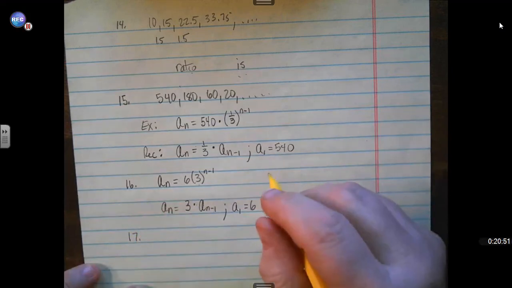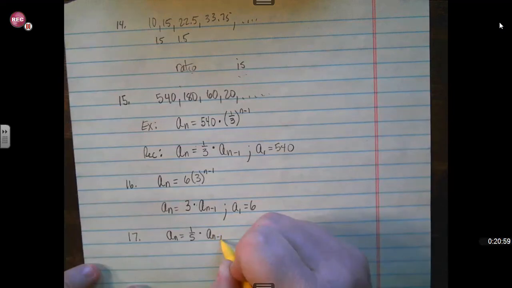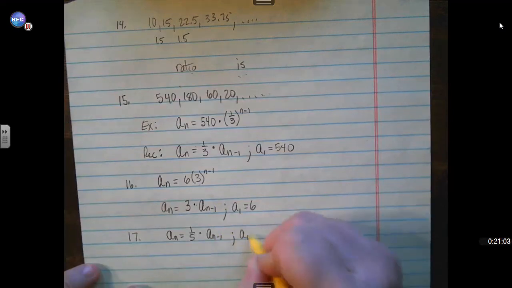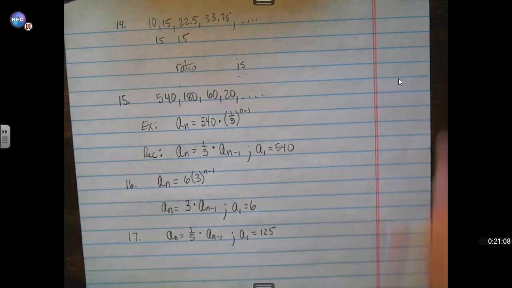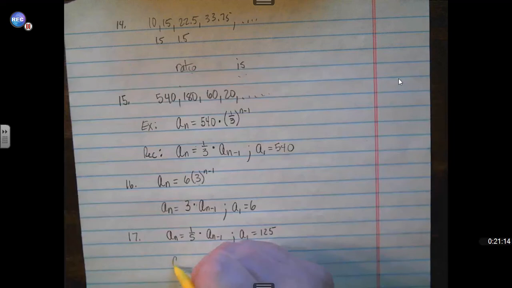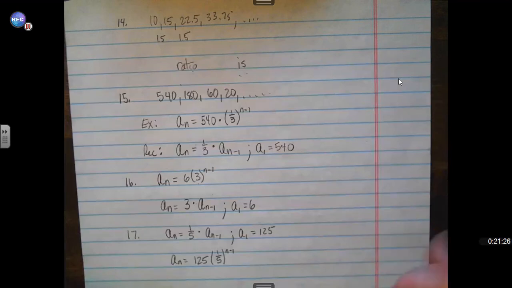17, the recursive formula is a sub n equals 1/5 times a sub n minus 1, and a sub 1 is 125. And we're supposed to write the explicit formula. So the explicit formula, a sub n equals the first term, which is 125, times the common ratio, which is 1/5, to the n minus 1. Notice that I am putting those fractions in parentheses. So make note of that.